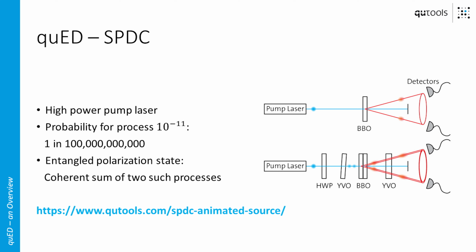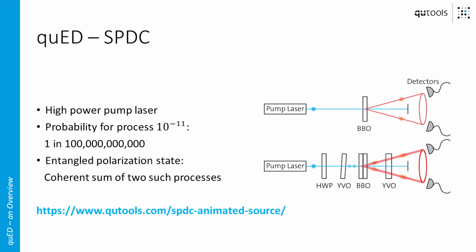The entangled state is produced by the process of SPDC, which means spontaneous parametric down conversion. Basically, a photon from a pump laser that has a high power hits a nonlinear optical crystal, in which there's a very small probability that this one high power photon, which in our case is 405 nanometers, will be transformed into 2 photons that are down converted, which means they have 810 nanometers in our case.